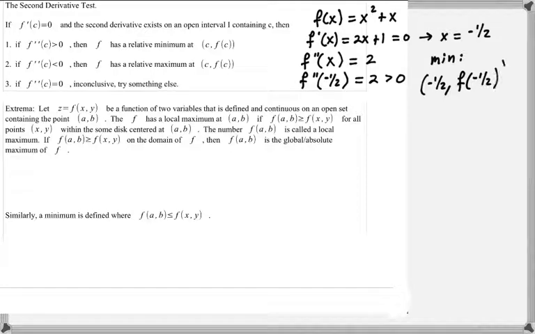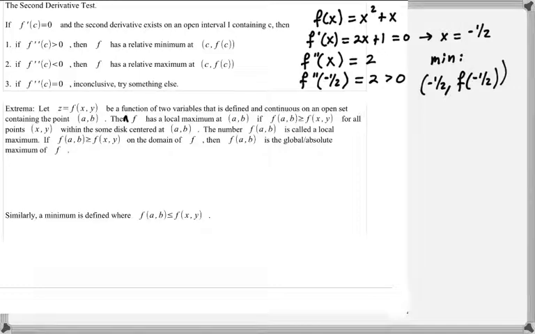And on the previous slide, we said f of negative 1/2 was negative 1/4. Okay. So now we're going to go into 3 dimensions, and we're going to look at extrema. So let z equal f of x, y be a function of 2 variables that is defined and continuous on an open set containing the point (a, b).